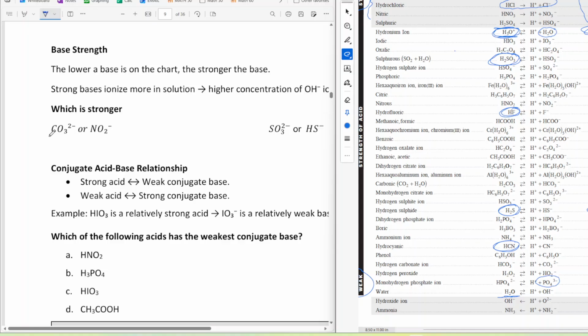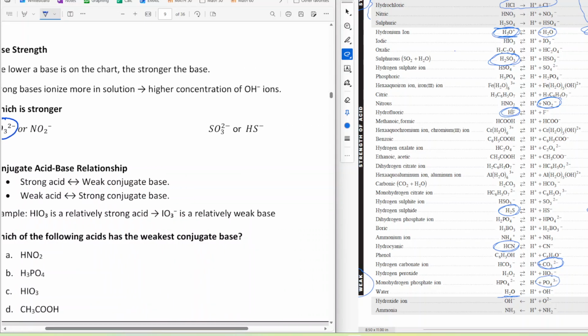So if we're comparing CO3 2- and NO2-, you're going CO3 2-. Where does it exist as a base? There is CO3 2-. And then where's the NO2-? Well, the NO2- is way up here. So the stronger base is lower. So the CO3 2- will be the stronger base.